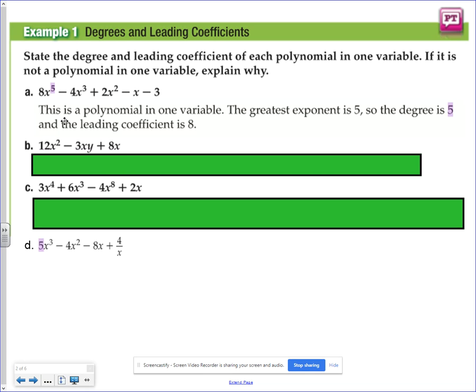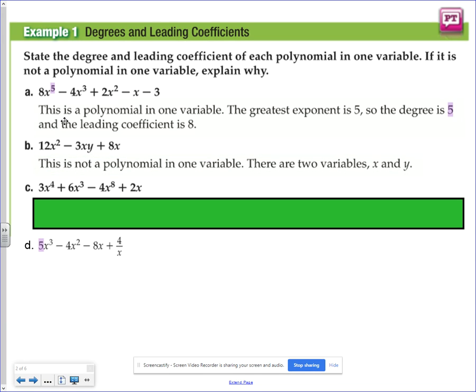And the greatest exponent is 5. So the degree of this polynomial is 5. The leading coefficient will be 8. All right, let's look at B. Is this a polynomial in one variable? No, it's not. Why is it not? Because it has two variables. Because it has a variable x and y. To be a polynomial of one variable, it has to have only that one variable throughout the whole expression. You can't have two different variables like this one does.